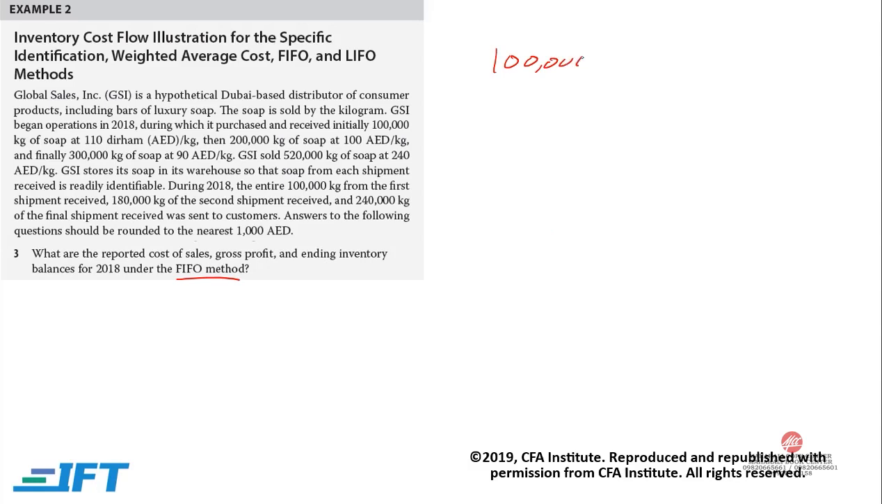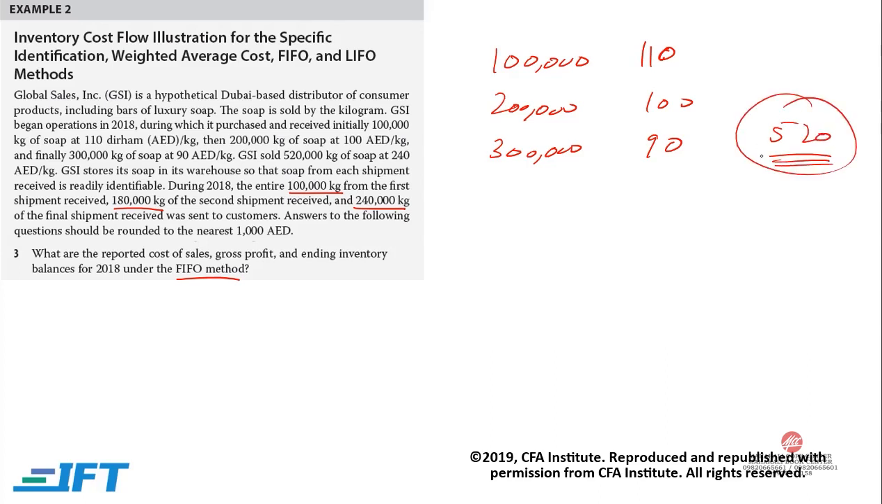It's the same question, but now we need to use FIFO, first in, first out. So 100,000 kilogram came first at the rate of 110. Then we bought 200,000 kilogram at the rate of 100, and then we bought 300,000 worth of soap at 90. Now we sold 100,000 from the first batch, 180, and then 240. So total amount we sold was 520,000.